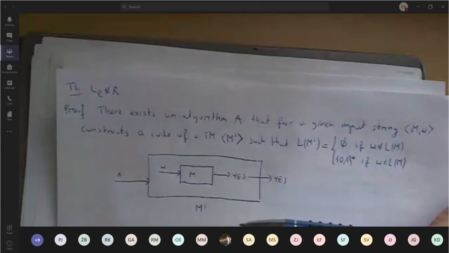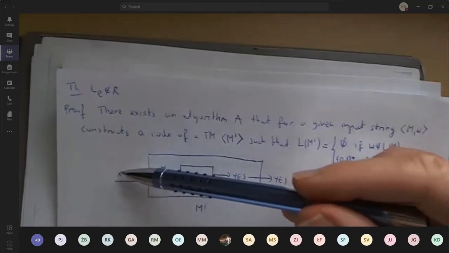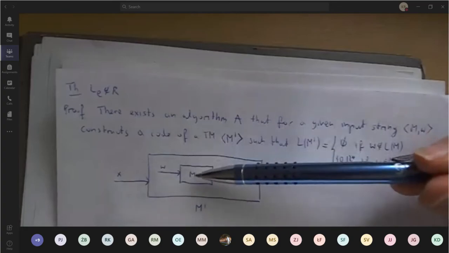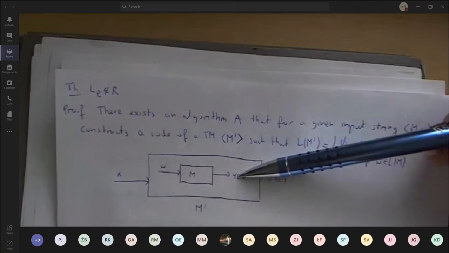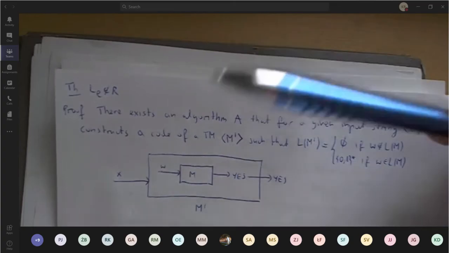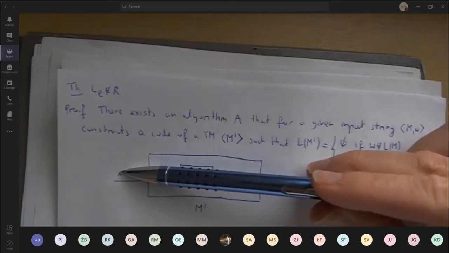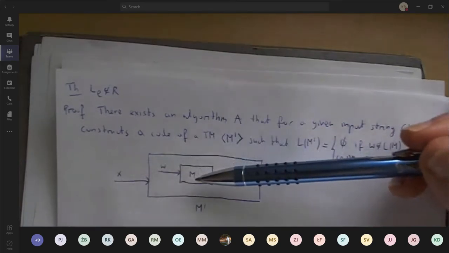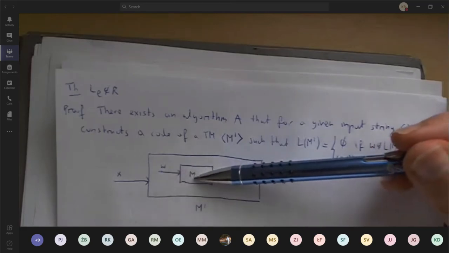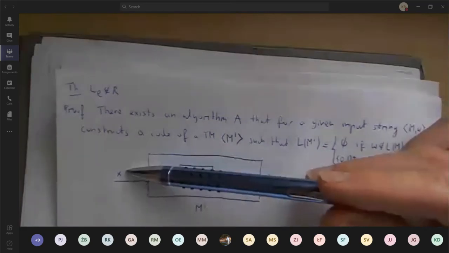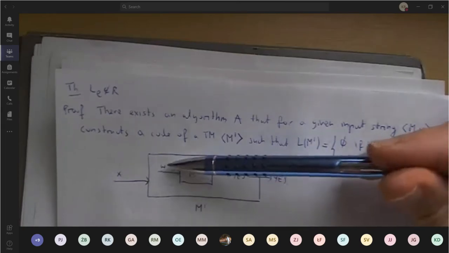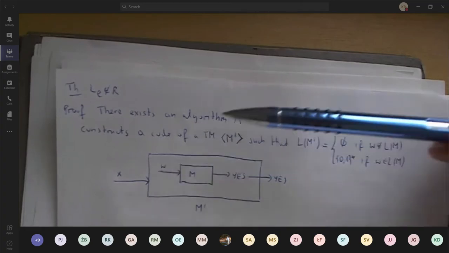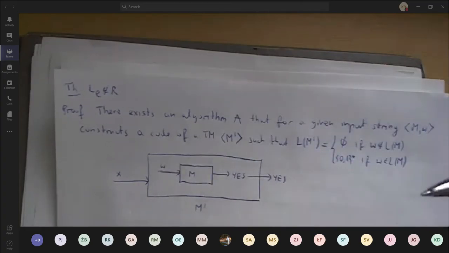Okay, so this is M prime. It ignores completely the input, runs M on W. If M accepts, then M prime also accepts. So never mind the X. If W is accepted by M, then M prime accepts. So it accepts every input. If M does not accept W, then M prime does not accept. So then it accepts the empty language.